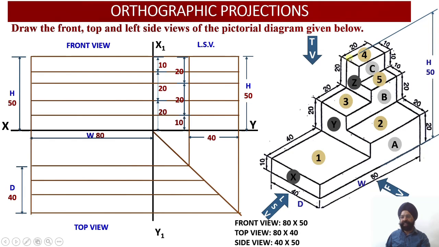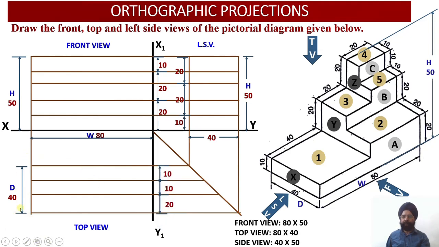Then you have the final surface, surface 4. Surface 4 is lying 20 millimeter above surface 3 over there. So this way all these dimensions have been marked in the front view as well as in the left hand side view. Okay, so now let us start with these dimensions over here.